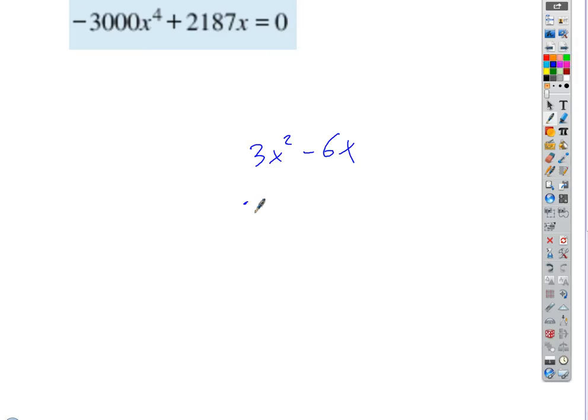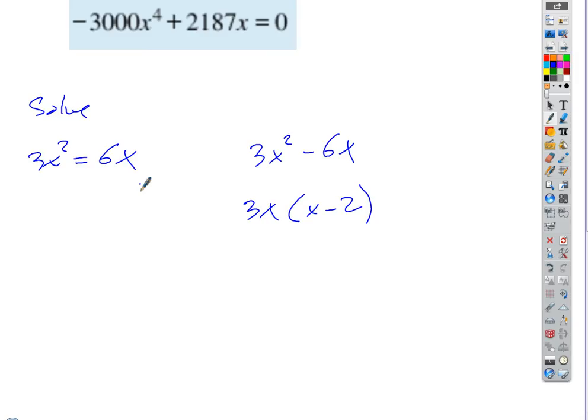It's just gonna be 3x times x minus 2. I have to have the 3 there, agreed? Because in order to get what I started with, the 3 is an important player. But if I'm solving, what if I said solve 3x squared equals 6x? I could divide both sides by 3, right?